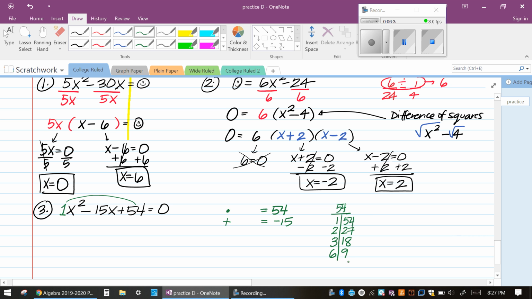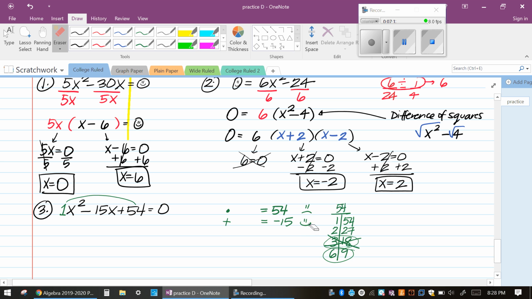All right, which ones can make 15? Well, I could do 18 minus 3, or I could do 6 plus 9. So let's try the 3 and the 18. For the addition to come out negative 15, the 18 would have to be negative. But if I use 3 and negative 18, then the 54 doesn't work. I can use 3 and 18 to make the addition give me negative 15, but then the multiplication would not be positive 54. It'd be negative 54. So it can't be 3 and 18.